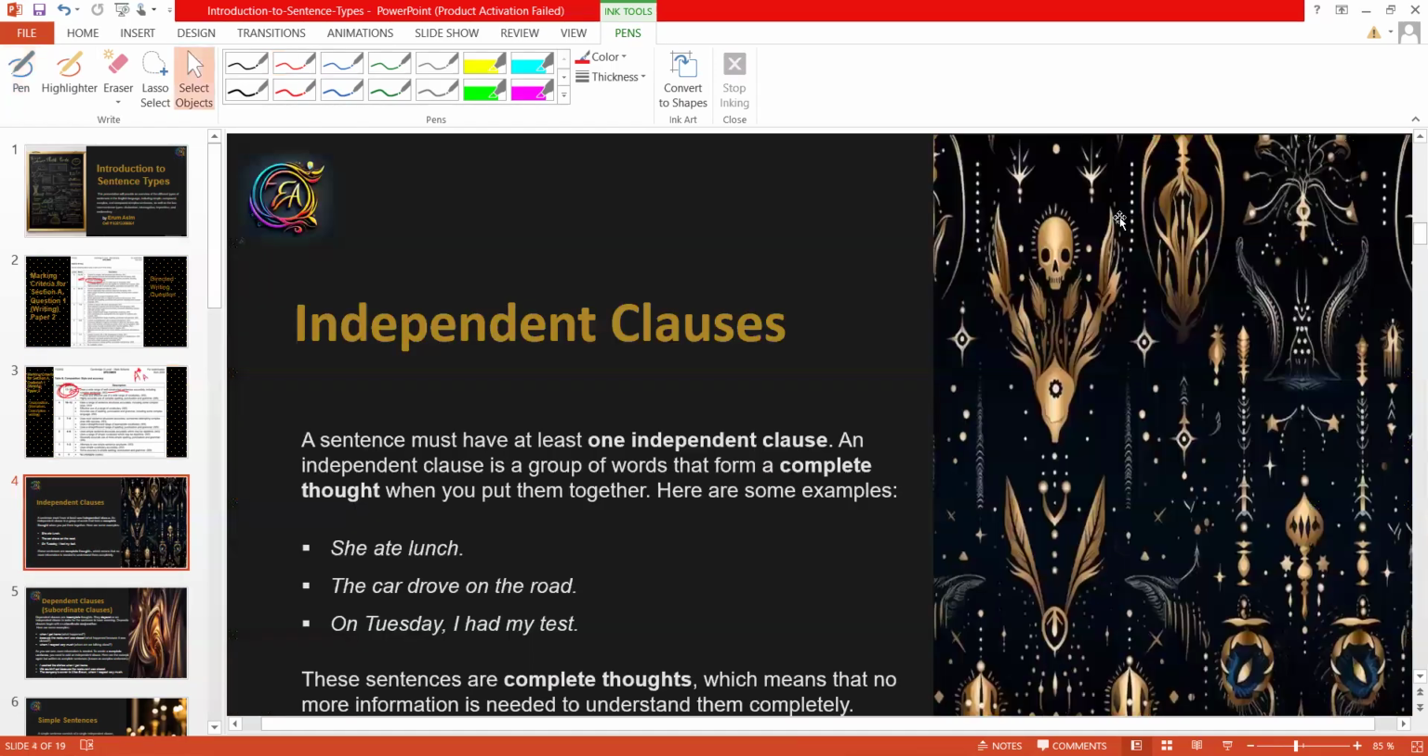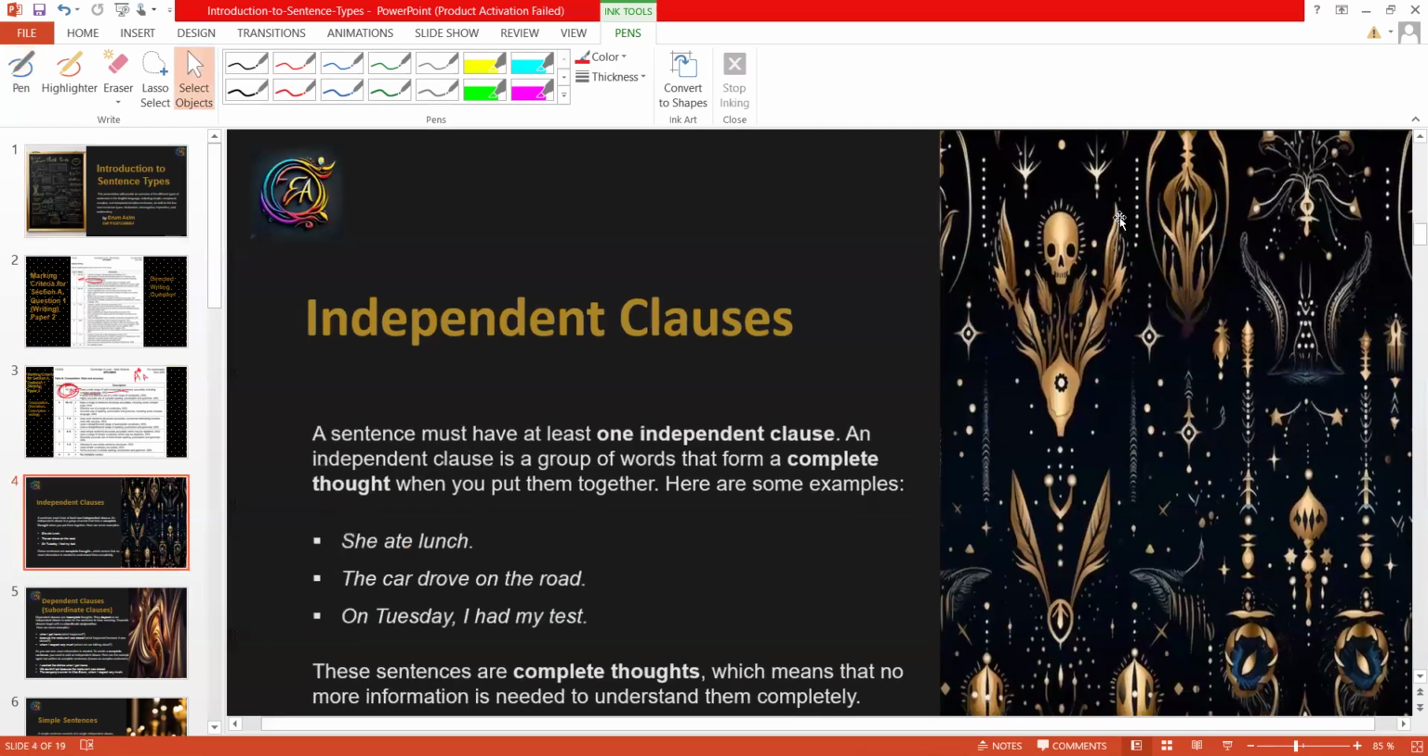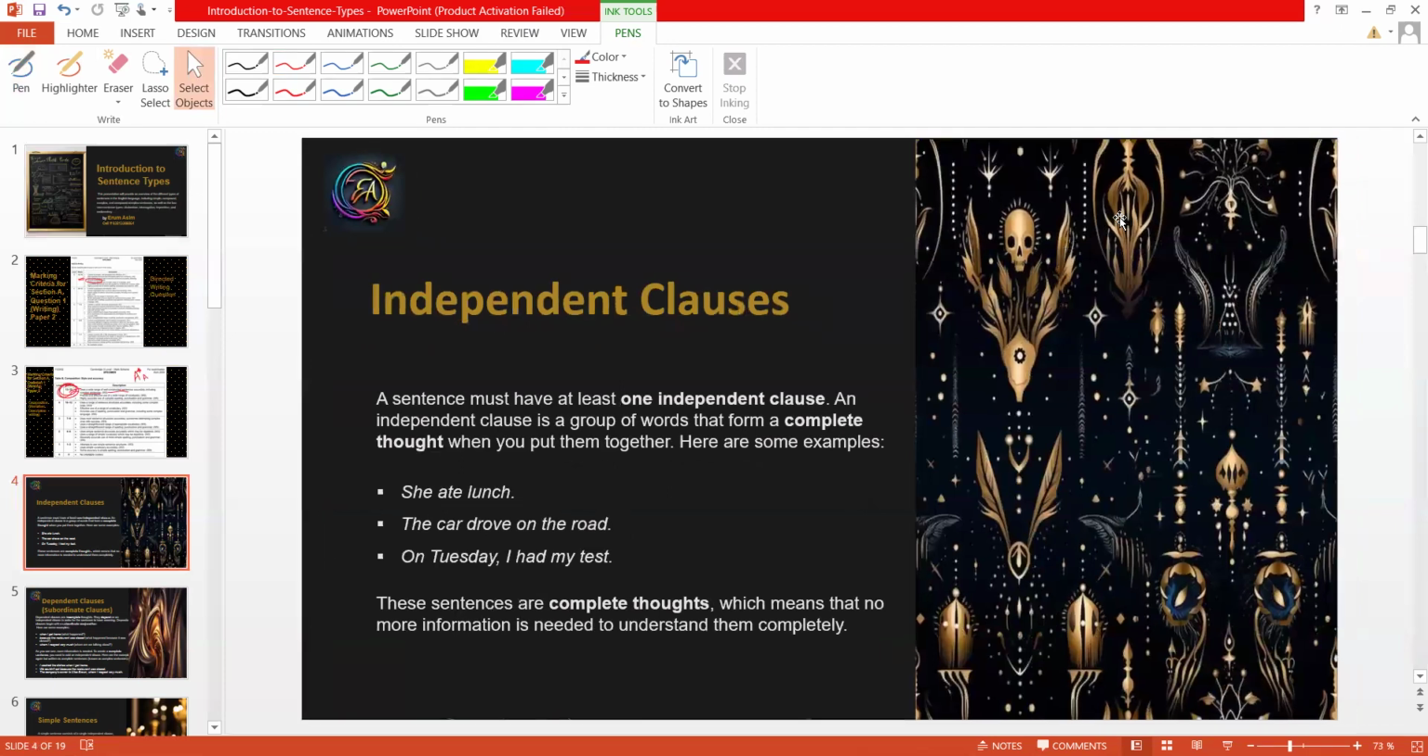Now let us start with the work. Before starting, we should have an idea what an independent and a dependent clause is. Now, what is a clause? First, a sentence has at least one independent clause. What is an independent clause? An independent clause can also be taken as a simple sentence. Either we can say a simple sentence or an independent clause, it almost means the same thing.